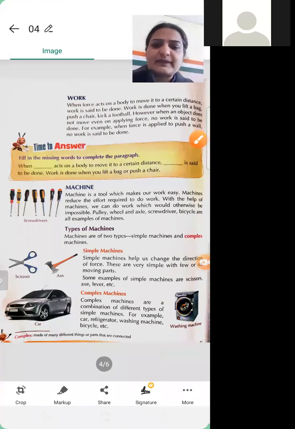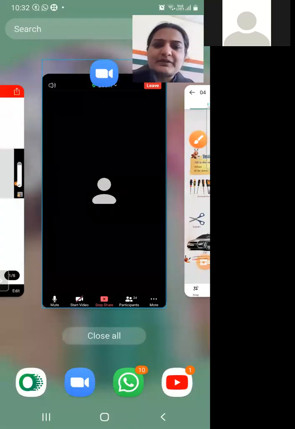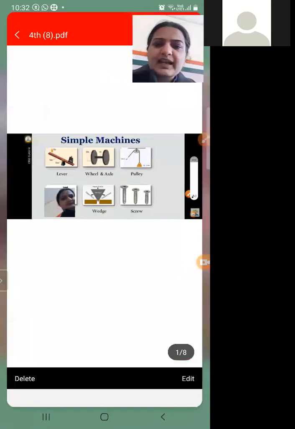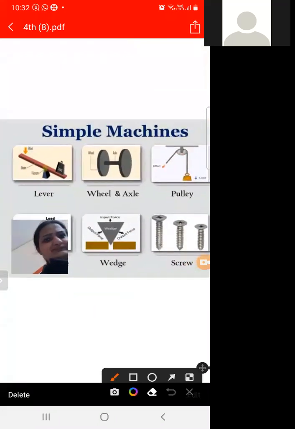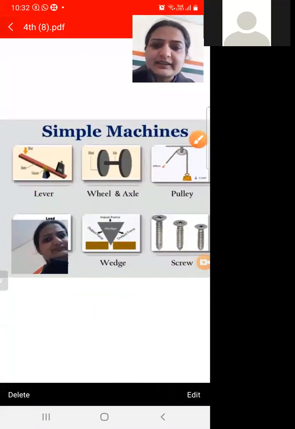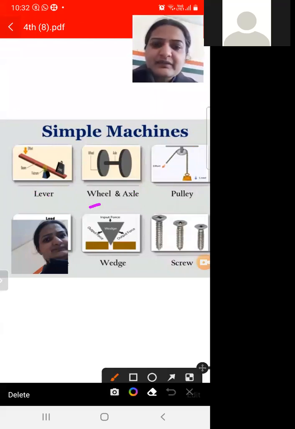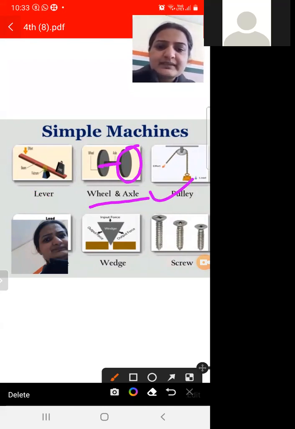So I will explain simple machines with the help of pictures. So these are simple machines. First is lever. It is also a simple machine. Wheel and axle. This is the wheel, this is the axle. This is a simple machine. This is a pulley, also a simple machine. This is a screw, also a simple machine. This is a wedge, also a simple machine.